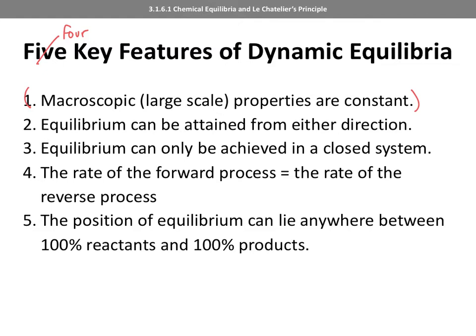You can only achieve equilibrium in a closed system, so that's incredibly important. And then, of course, at equilibrium, the rate of the forward reaction is the same as the rate of the reverse reaction. And then something else to really emphasize and to bear in mind is that the position of equilibrium can lie anywhere between 100% reactants and 100% products. So it isn't automatically in the middle.